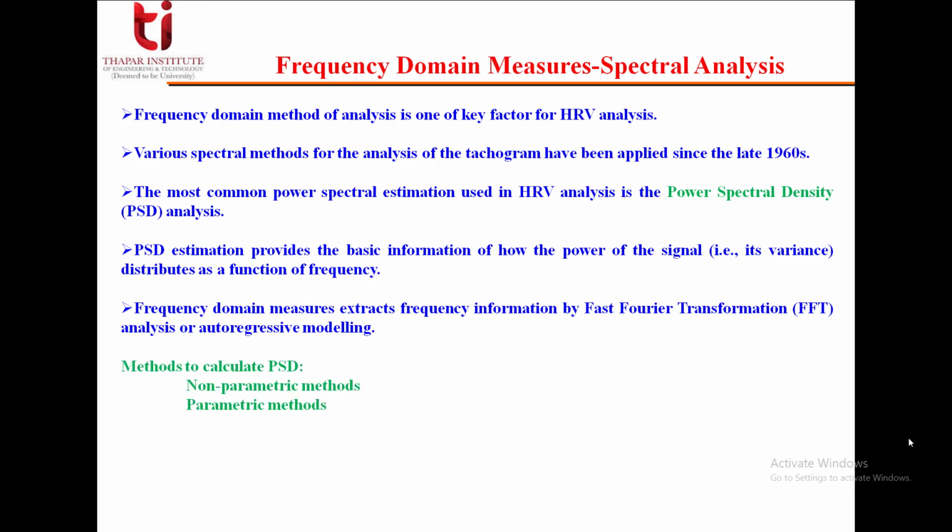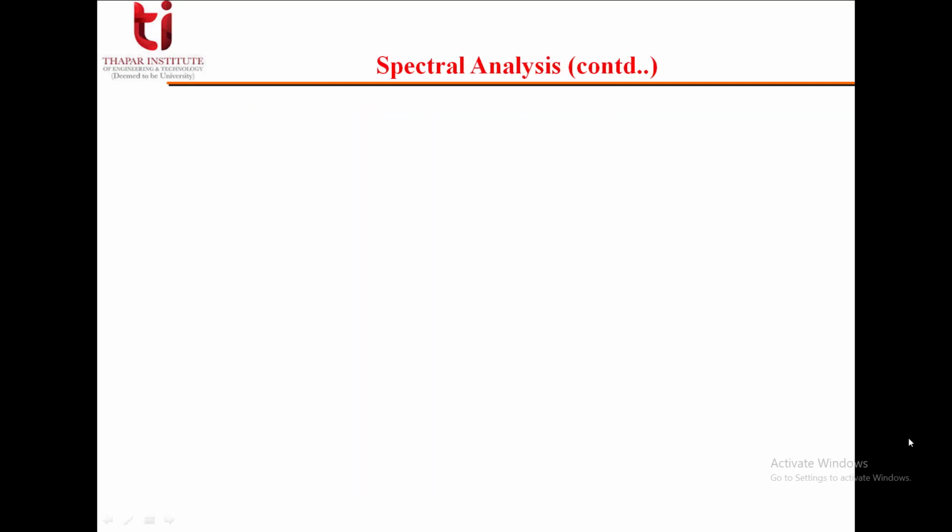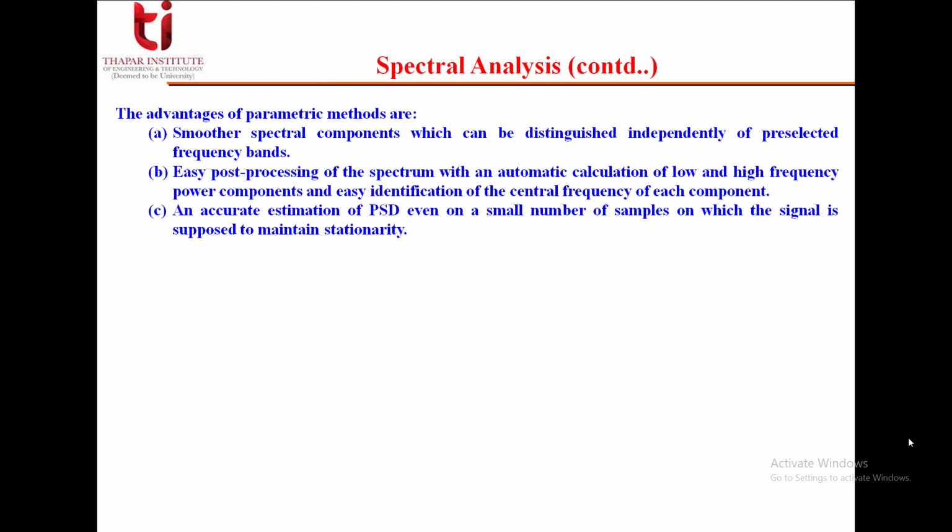There are various methods to calculate power spectral density. So there can be non-parametric methods and parametric methods. The advantages of non-parametric methods are the simplicity of the algorithm, mainly because we are using fast Fourier transform, and also the high processing speed. And the advantages of parametric methods are that they produce smoother spectral components which can be distinguished independently of pre-selected frequency bands.